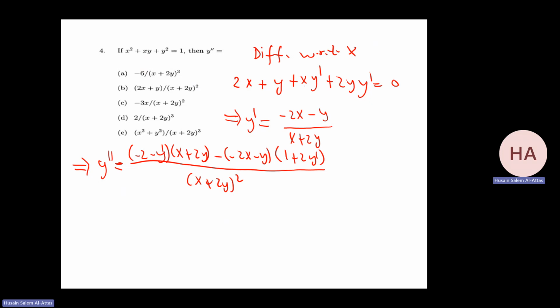Let me see what will happen. It seems to be a little bit complicated. Minus 2x minus xy prime minus 4y minus 2y y prime. Here this is plus plus. So plus 2x. It seems there's some cancellation that will make it easier. I have plus y plus y.